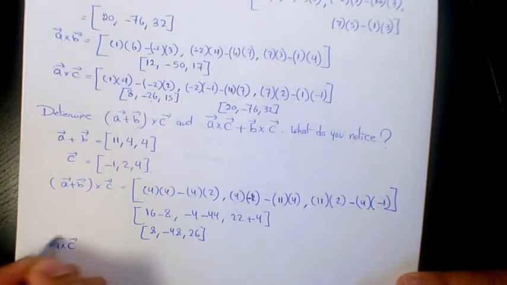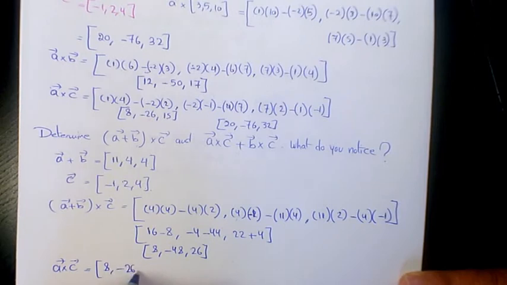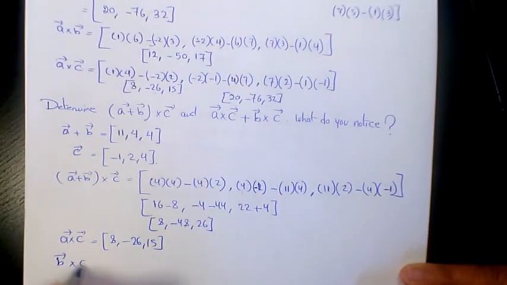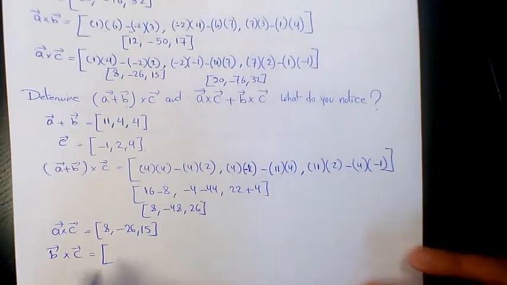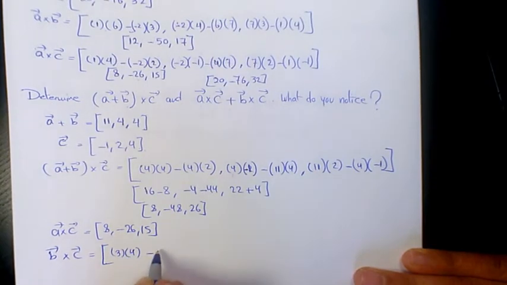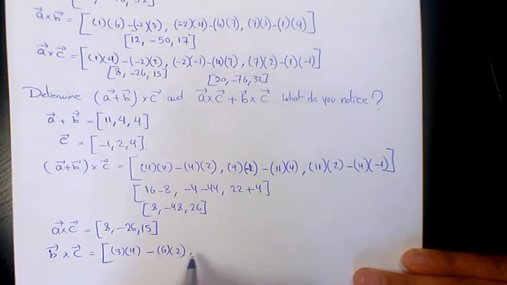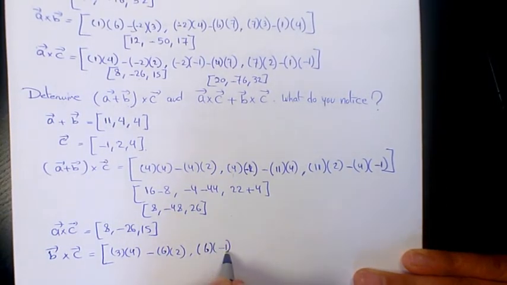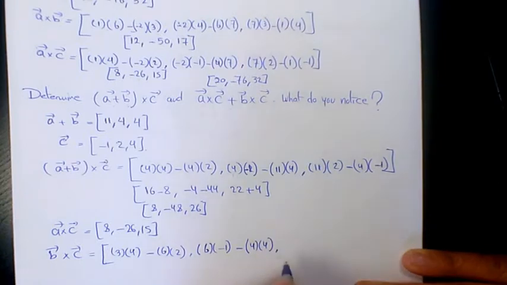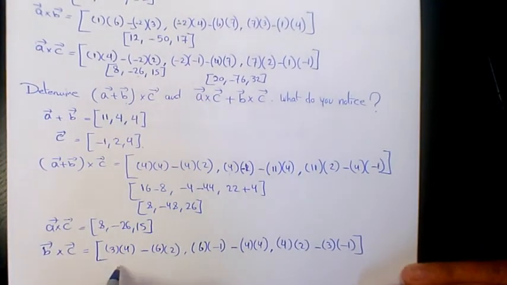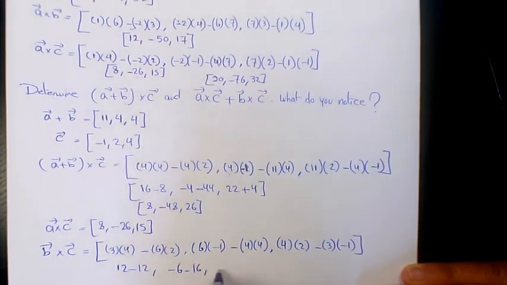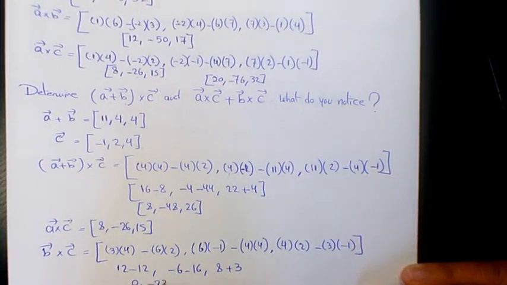Now the cross product of A and C we already found out here: 8, negative 26, and 15. Now I need to find out the cross product of B and C. The cross product of B and C will be 3 times 4 minus 6 times 2, then 6 times negative 1 minus 4 times 4. Then we have 4 times 2 minus 3 times negative 1. That will be 12 minus 12, negative 6 minus 16, 8 plus 3. It's going to be 0, negative 22, and 11.